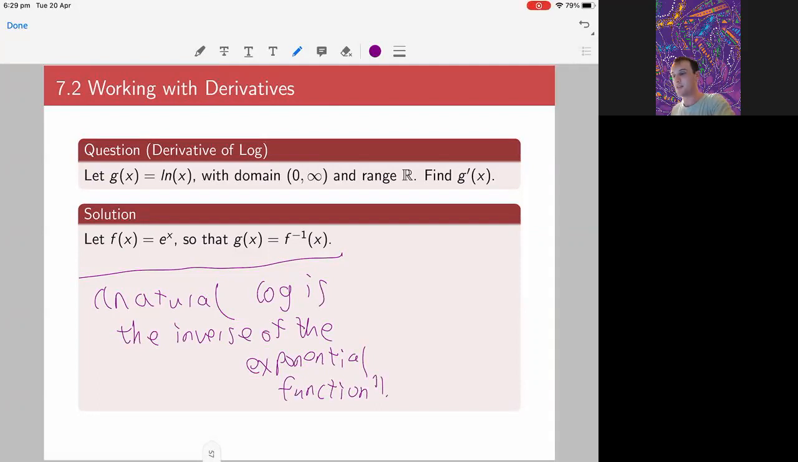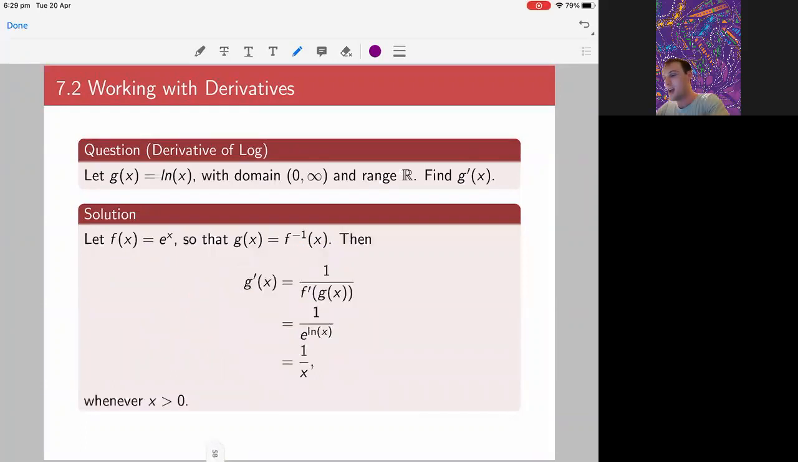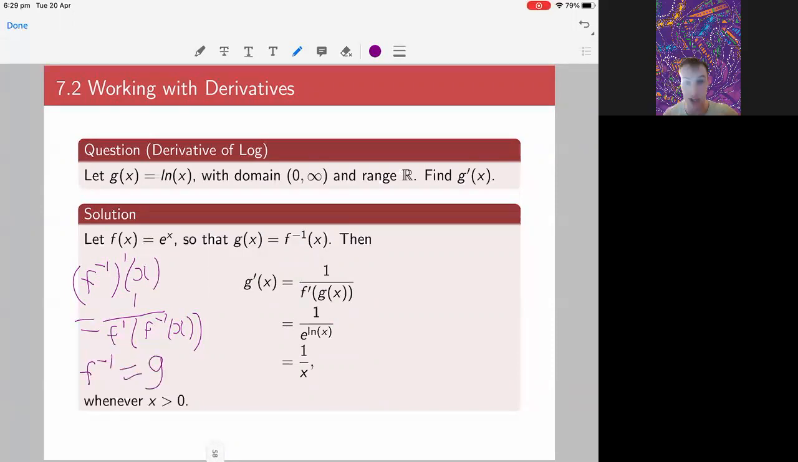So with that in mind, let's define f of x to be equal to e to the power of x, so that this g of x function is actually the inverse of f, f inverse of x. The Newtonian formulation of the chain rule tells us that, well, let's just remember what that formula said. It said this: f inverse prime of x is equal to 1 over f prime of f inverse of x. All we need to note is that f inverse is actually equal to exactly g. So if we replace this with g and this with g, we get precisely this formula here.